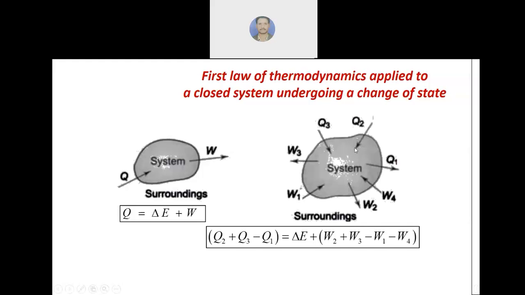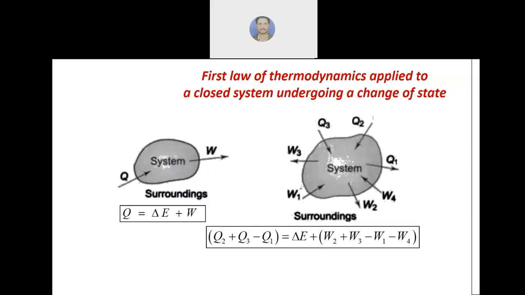Now taking this example, there is a lot of heat transfer and a lot of work transfer. Some are positive, some are negative. If you remember the sign convention: work going out from the system means the system is doing work, and it will be positive. Work coming inside the system means work is done on the system, so it will be taken as negative.